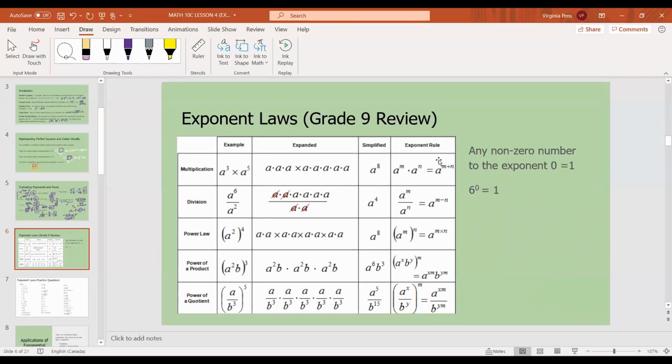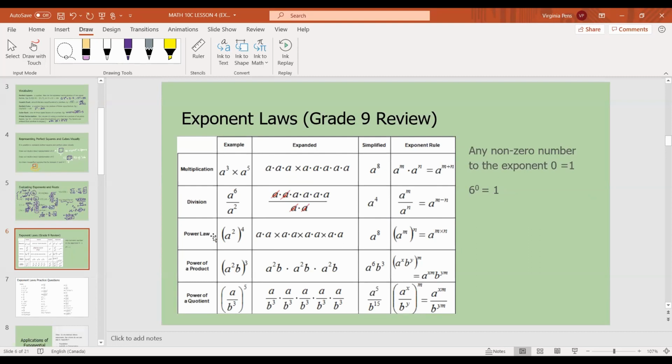Next, we have division. Once again, let's write it out in expanded form. When you have this, you'll notice that you can cancel out 2 a's because when an a is over an a, it just becomes 1. So a over a is equal to 1, right? So 1 is redundant, which means we can, quote, cancel it. Once we have that, we're left with a to the power of 4. So we can conclude that a to the m divided by a to the n is equal to a to the m minus n.